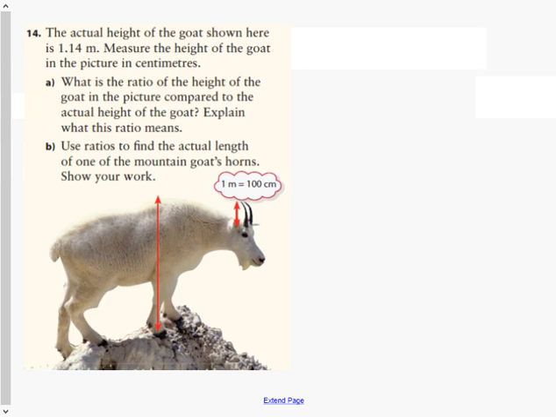And finally, our last question, question 14, says the actual height of the goat, the greatest of all time goat, shown here is 1.14 meters. Measure the height of the goat in centimeters. Oh, I forgot that one. Okay, you can't do 14. I can't do it because I can't measure it. How high is the goat? Did anyone measure it? Don't worry about it. We're done.